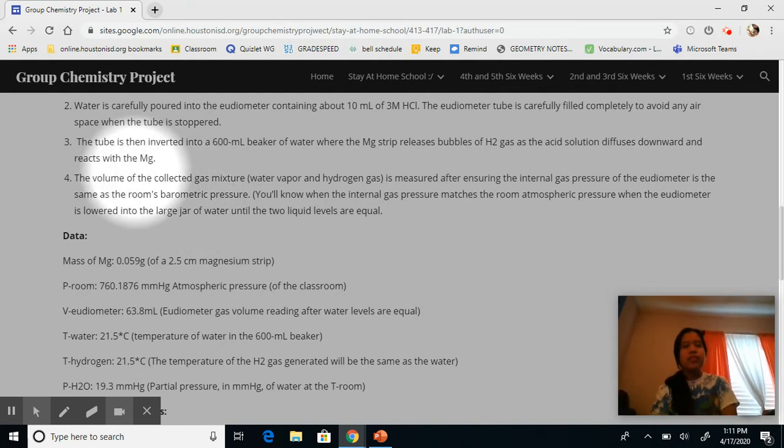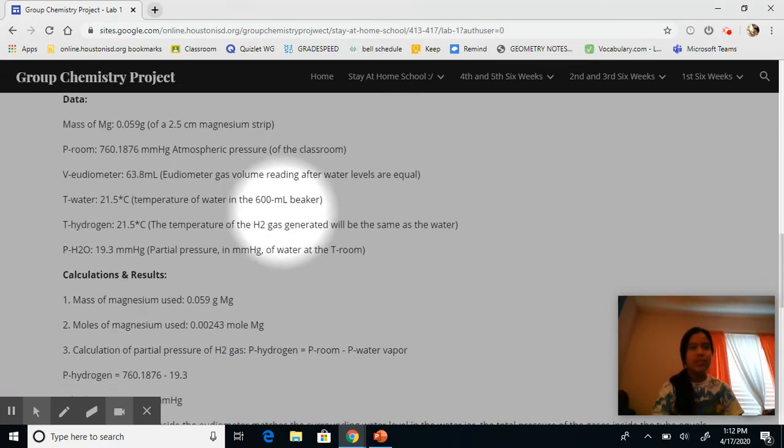Number 4, the volume of the collected gas mixture, water vapor and hydrogen gas, is measured after ensuring the internal gas pressure of the meter is the same as the room's pressure. And you will know that the gas pressure matches the room pressure when the meter is lowered into a large jar of water until the two liquid levels are equal.